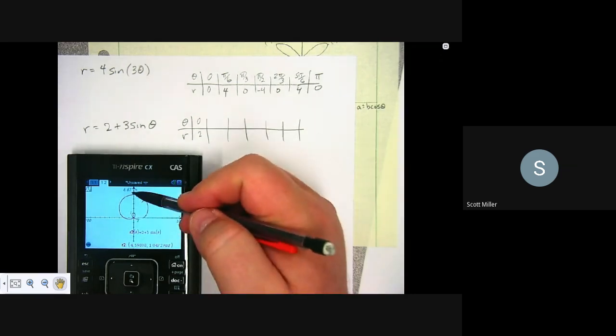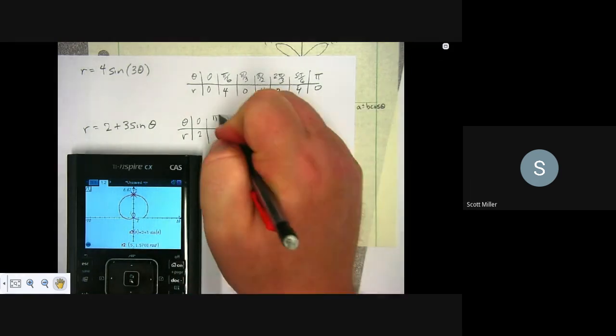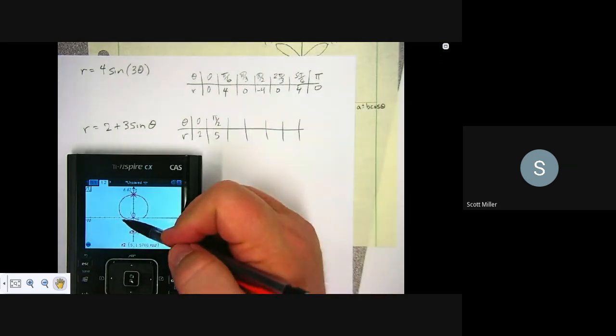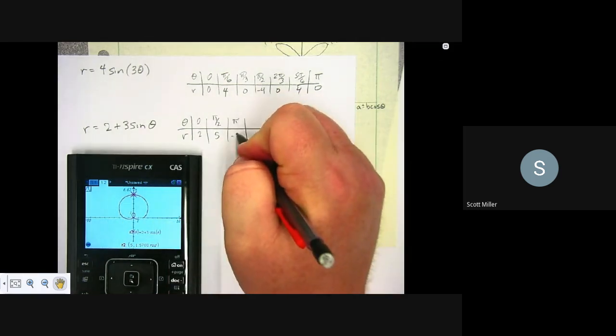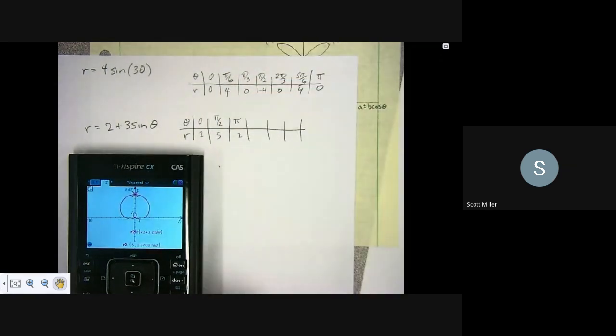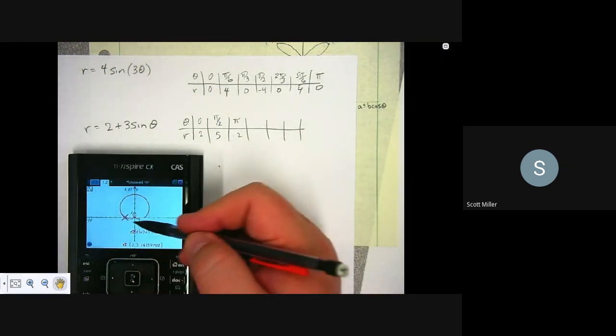Well, we can see clearly that it's going to be up here at pi over 2. So what is pi divided by 2? 5. So you can see that the next major point is going to be right over here, right? And that would be at angle pi, wouldn't it? So I know pi is going to be negative 2. Actually, it would be positive 2. Let's check it. Pi is positive 2 because I face pi and walk forward.